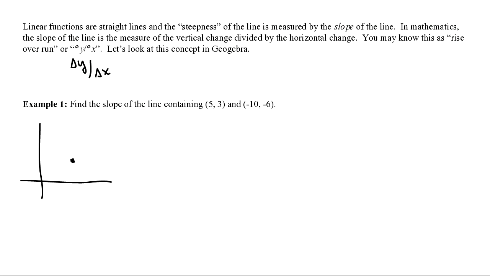So I'd like to do it similar to this. Here's 5. Here's 3. And then I like to put the coordinates over here. So this is (5, 3). Now (-10, -6) is going to be way over here, on this part of the axis. So we'll make this part -10, and the -6 part would be down here somewhere. So this point down here would be (-10, -6).